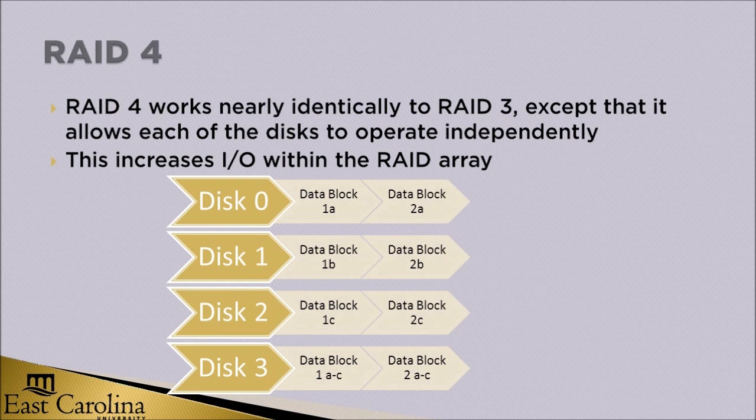RHEL 4 works nearly identically to RHEL 3. However, in RHEL 4, the disks operate independently of each other. This allows for a much greater I/O throughput.